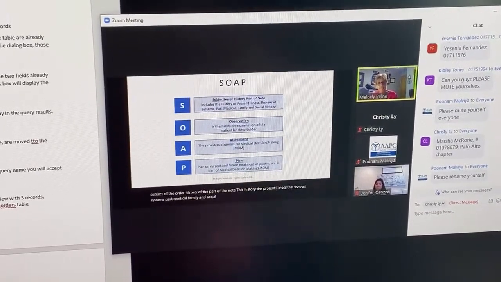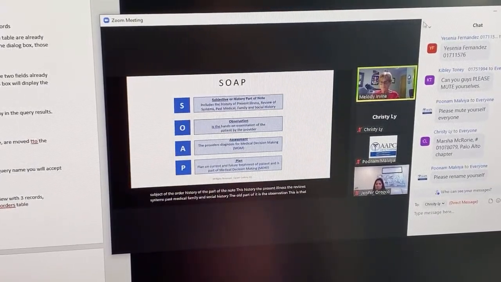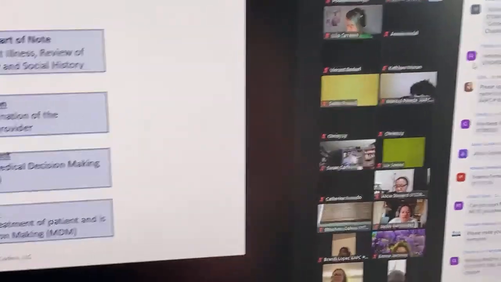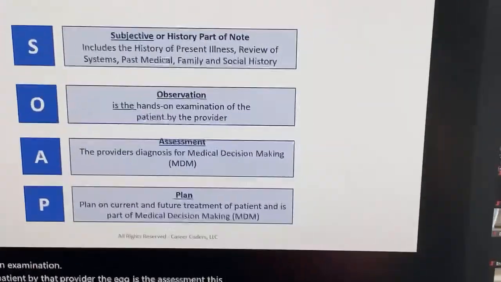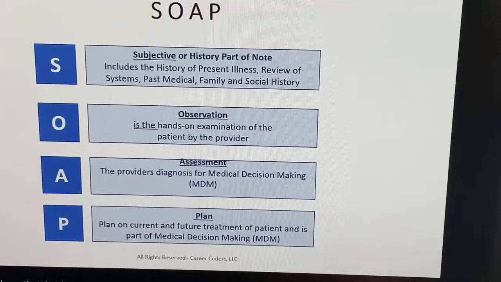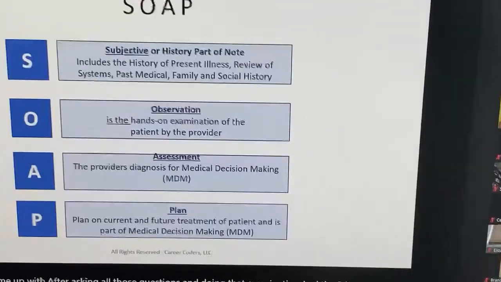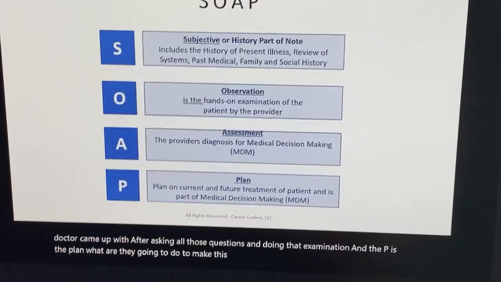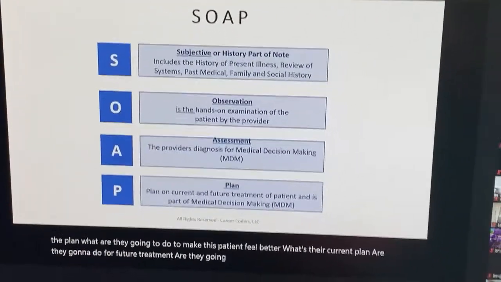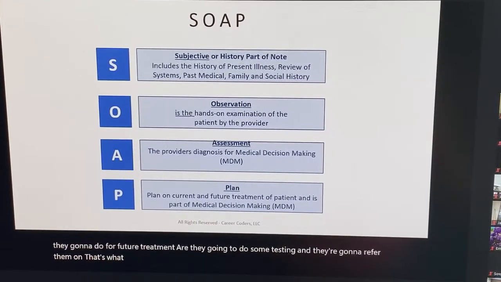The O part of it is the observation. This is that hands-on examination of the patient by that provider. The A is the assessment. This is the diagnosis the doctor came up with after asking all those questions and doing that examination. And the P is the plan. What are they going to do to make this patient feel better? What's their current plan? Are they going to do future treatment? Are they going to do some testing? They're going to refer them on. That's what the plan is.